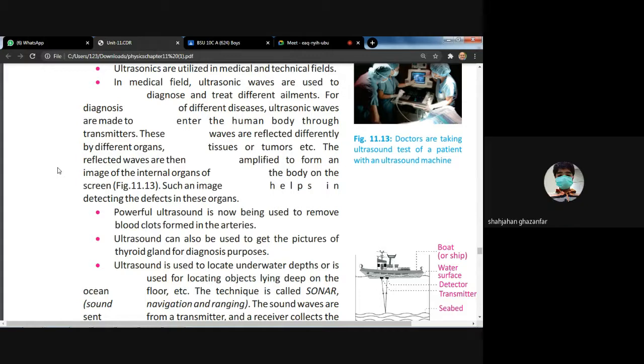Sir, can I ask a question? As we know, ultrasounds are used for medical purposes to see inside the body. So how do these sounds help to see inside the body?